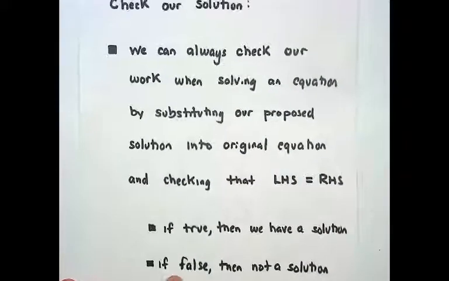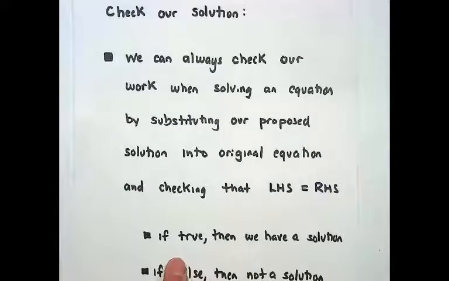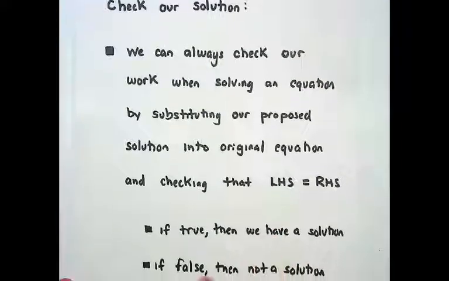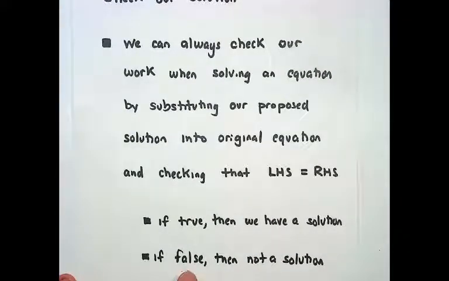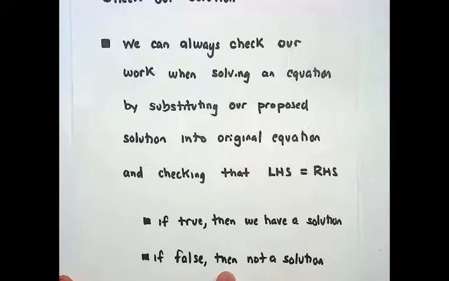In other words, to check whether or not a value of the variable is a solution, take that value, put it into the original equation, evaluate. If the left-hand side is equal to the right-hand side, then we have a solution. If the left-hand side is not equal to the right-hand side, the value that we proposed is not a solution.